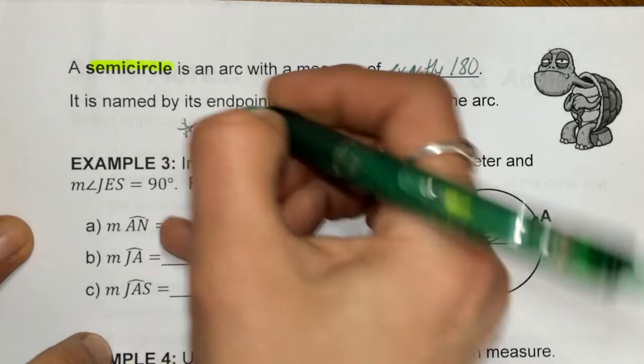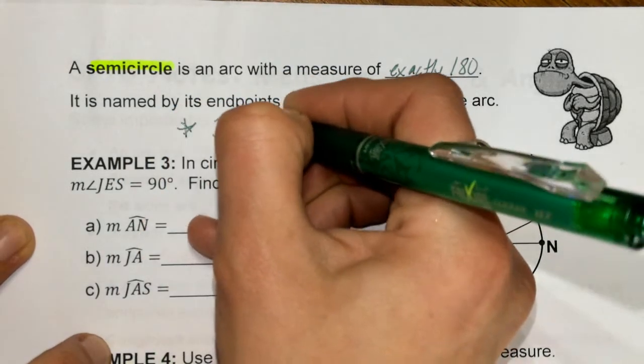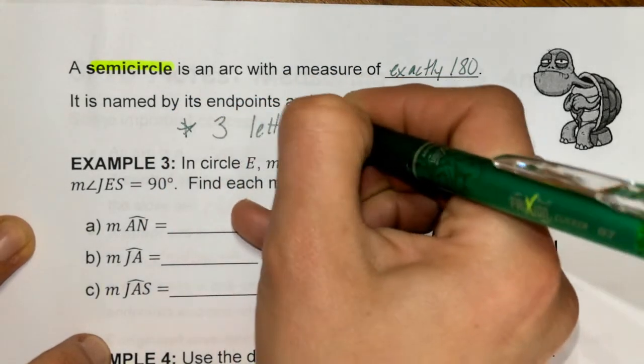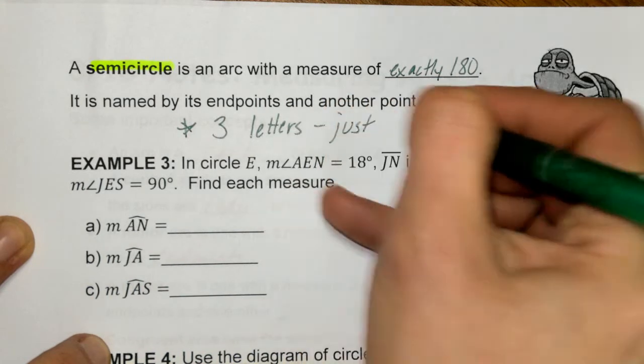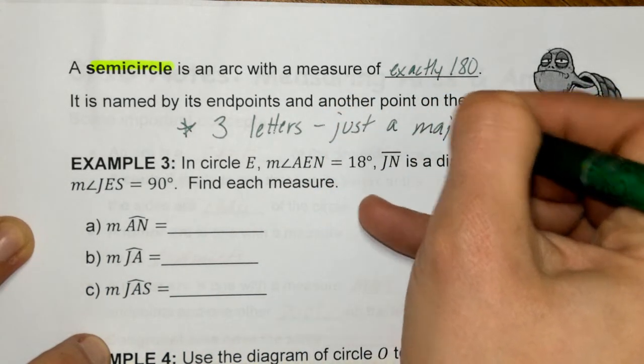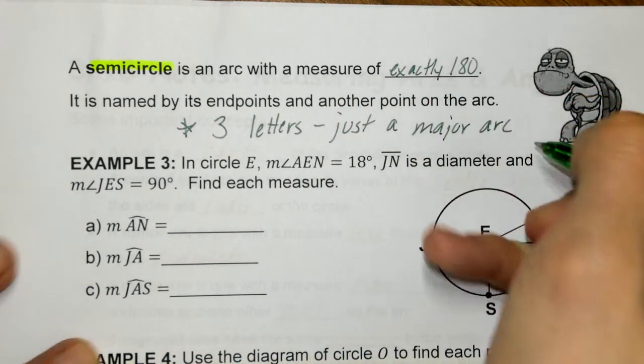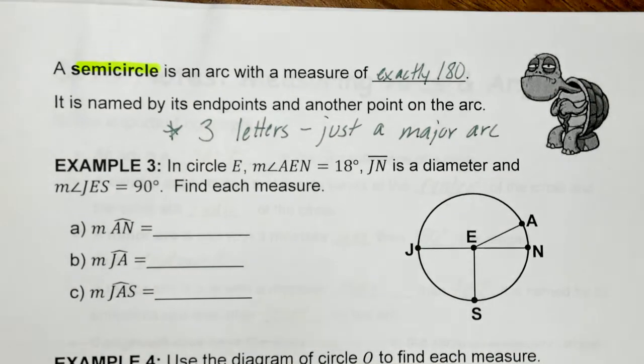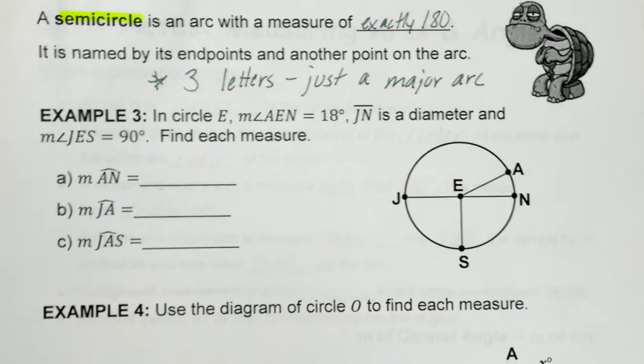Okay, so this is going to be noted. We have 3 letters, just like a major arc. So anything 180 or over, we're naming with 3 letters.